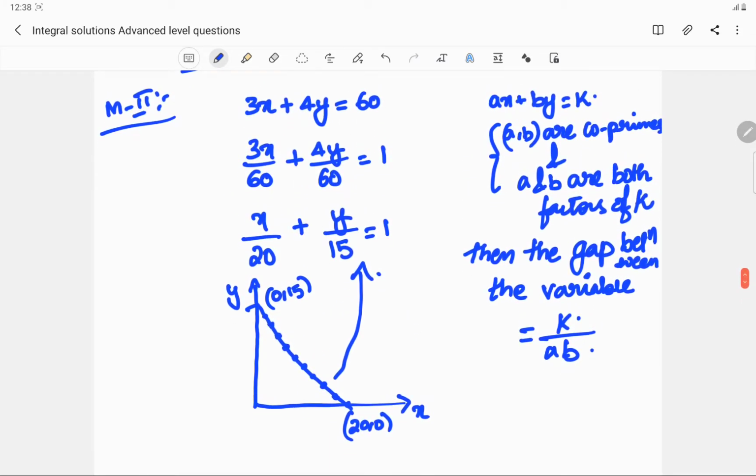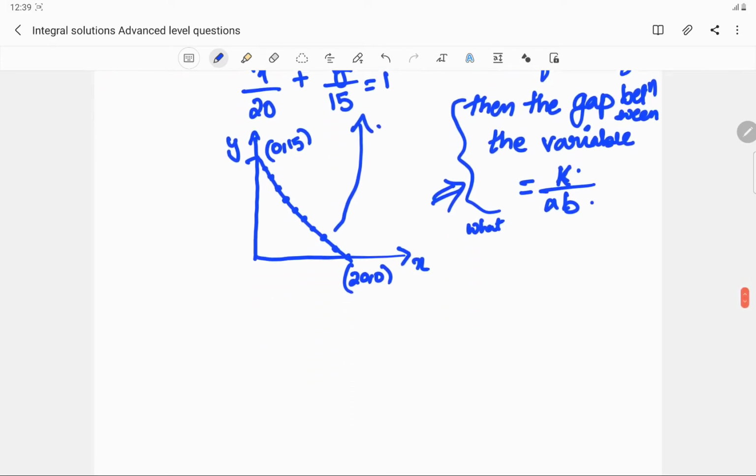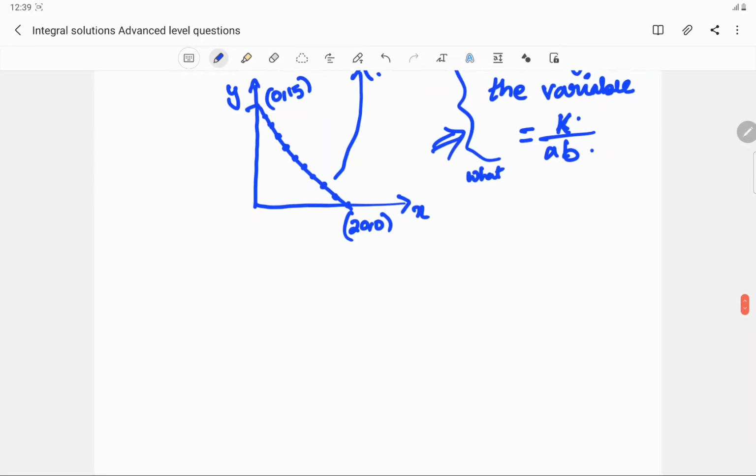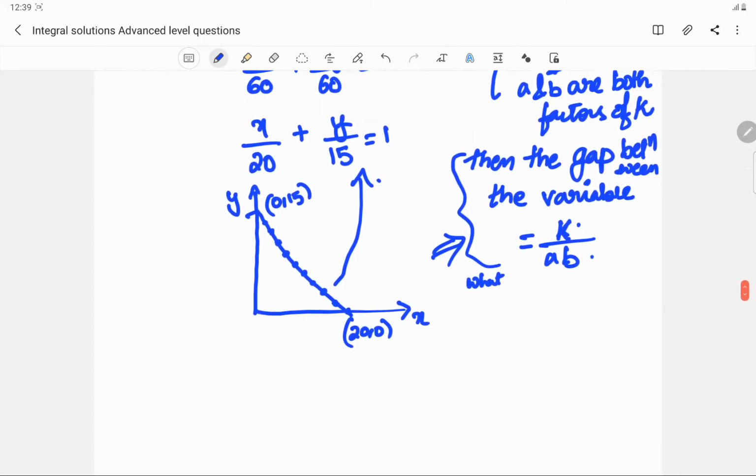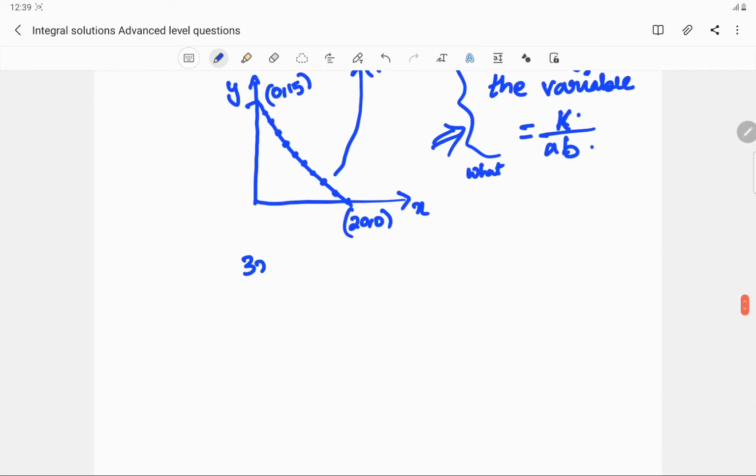So how did we get this? The gap between the two variables is k divided by a into b. So how did we get this? What is the proof? So we'll find out the proof here. The given equation is 3x plus 4y is equal to 60.